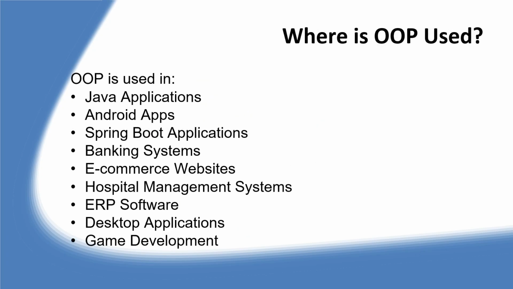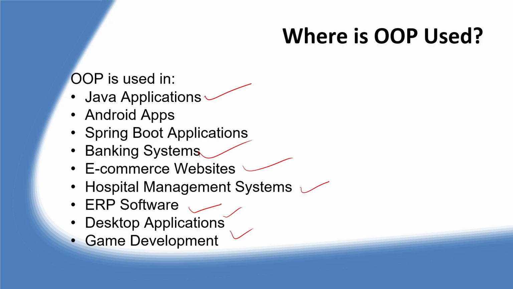Where is it used? Java applications, Android applications. Whether you are building banking applications, e-commerce websites, hospital management systems, enterprise software, and many more, desktop applications, gaming development, these are all usages of object-oriented programming. So learning object-oriented programming is very crucial and essential for becoming a Java developer.